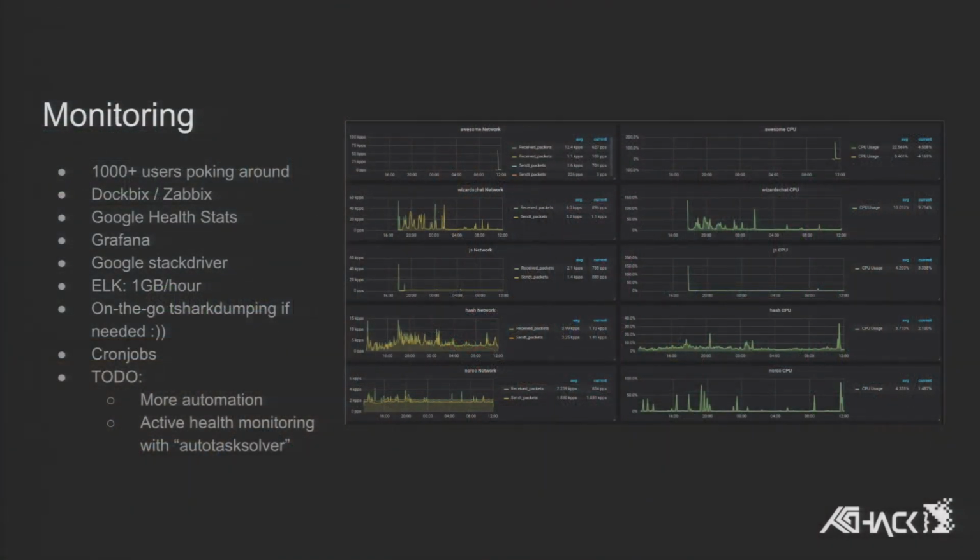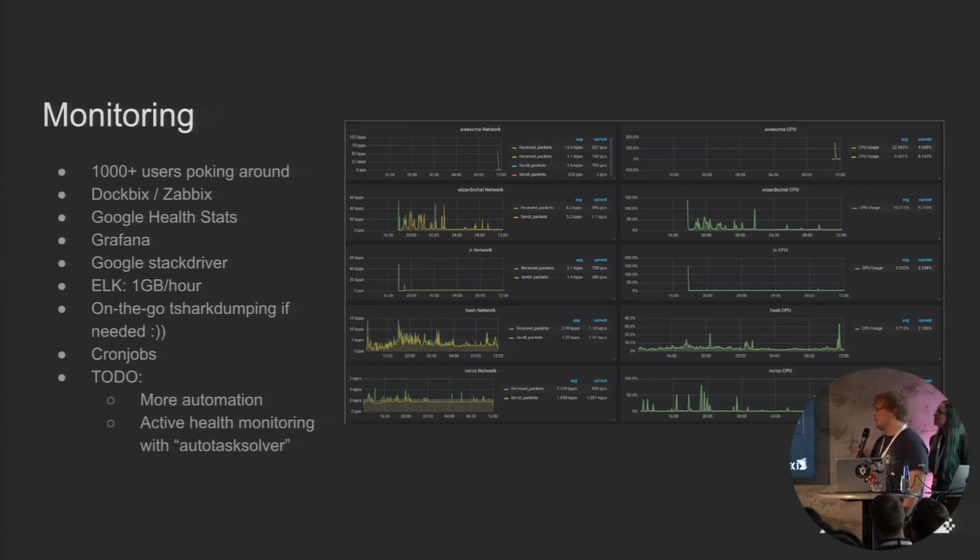And for the monitoring itself, this is really important when you have 1,000+ users poking around and trying all of the things they're learning from the internet. And that includes, of course, running random scripts that they don't know what they're doing. So I used Zabbix with DocBix, which is Dockerized Zabbix, to monitor the containers themselves. We're also using Google Health Stats on monitoring the cloud VMs themselves. And graphing this, I used Grafana.